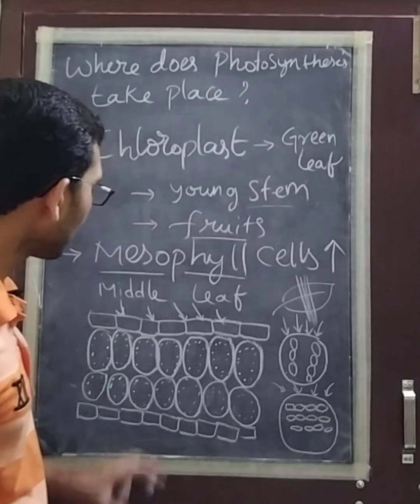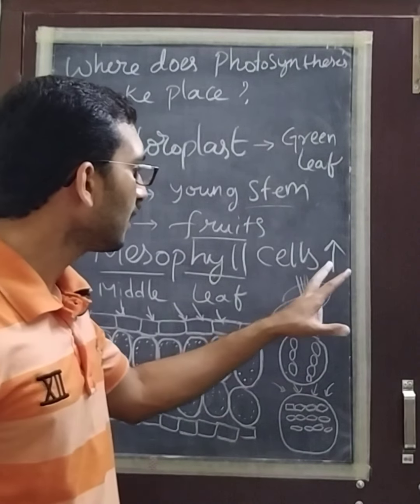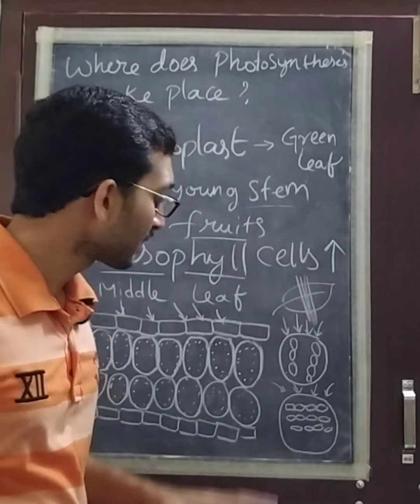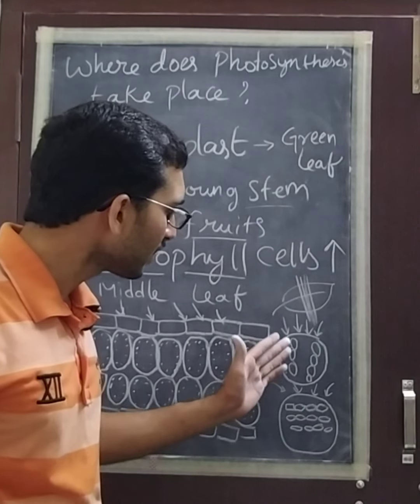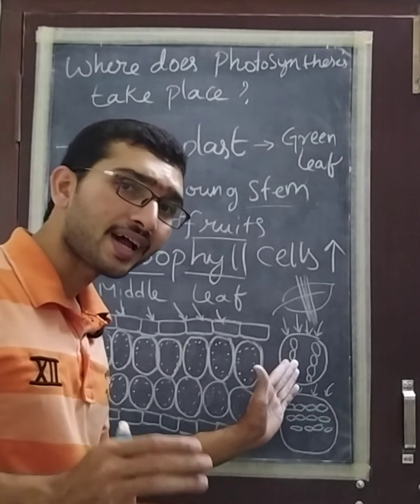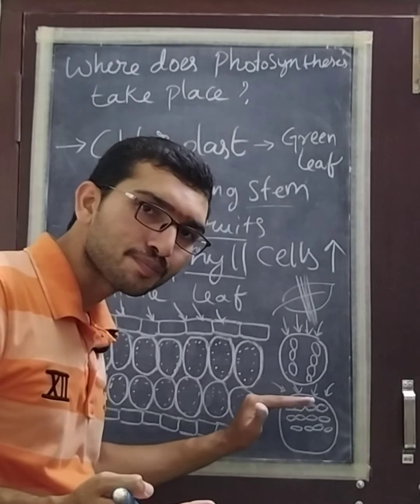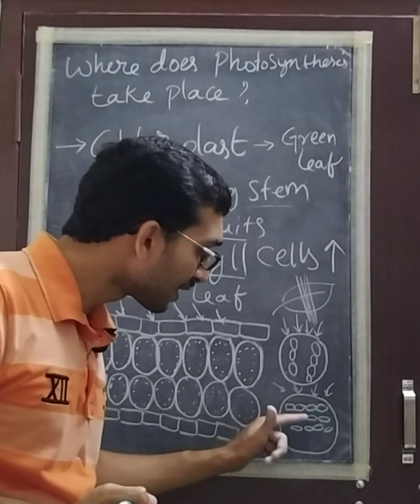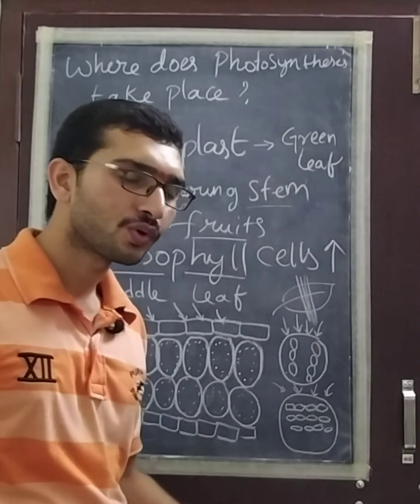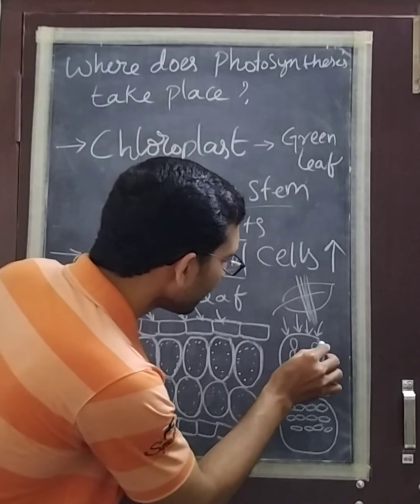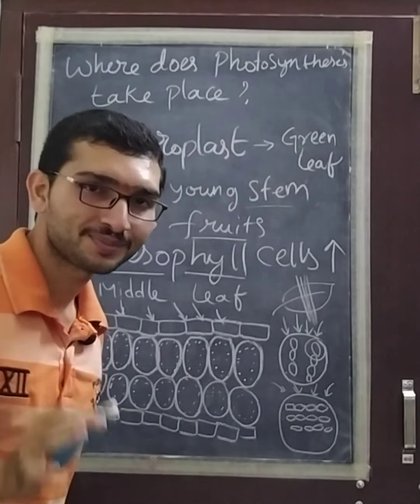So don't forget that mesophyll cells will have a large number of chloroplasts, and these chloroplasts are arranged perpendicular when there is high intensity of light, and like parallel flat surfaces, parallel to the cell wall, when there is low intensity of light. Okay. Now we will zoom on to the chloroplast cell organelle.